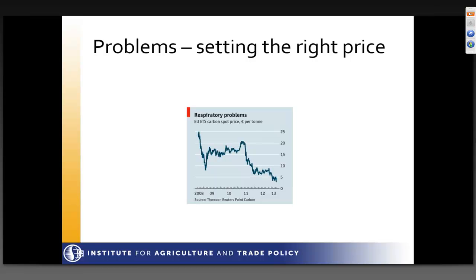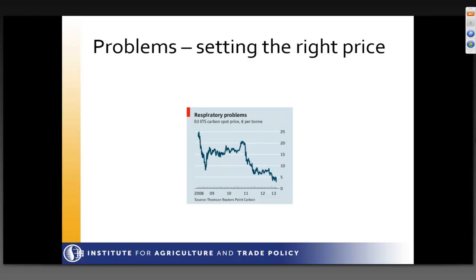So this is just a chart of the European Union emissions trading scheme price, and there you see a bunch of different problems, right? One, you see the price actually declining, you see the volatility in the price, and then you see it below $5. What the price should be, I think Renata mentioned, is very debatable among economists and so forth.